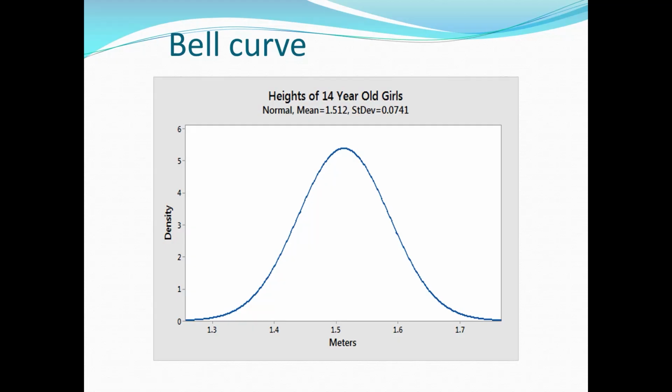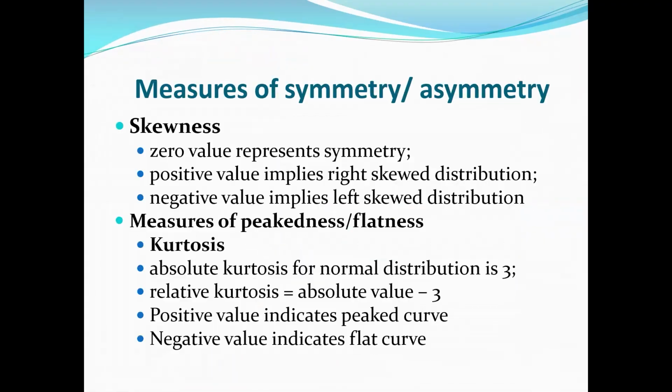It need not always be the case. Sometimes there will be more girls with less than the mean height, or sometimes there will be more girls with more than the mean height. So this curve will not be symmetrical. It will have a longer tail. If there are more girls with lesser height, this will be a longer curve on that side. Supposing there are more girls with higher than the mean height, the curve will be longer on the other side. So this is what is meant by symmetry or asymmetry.